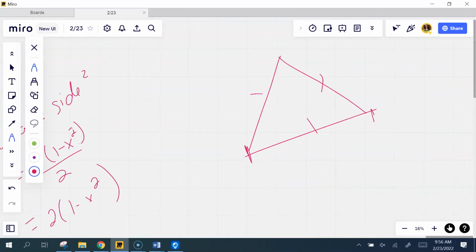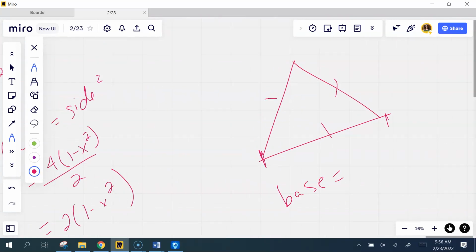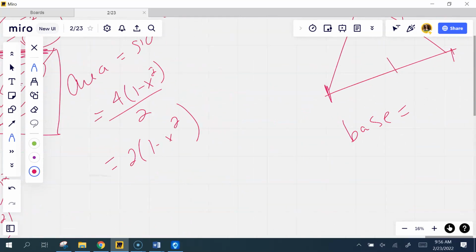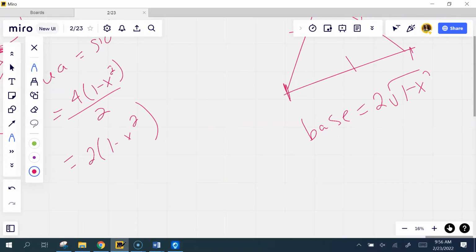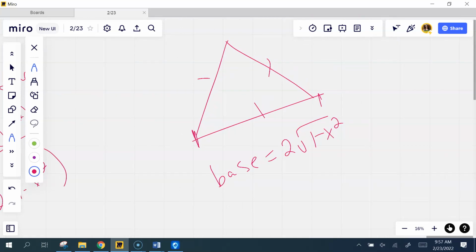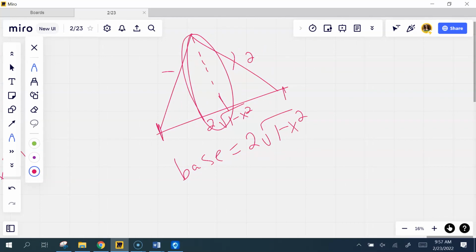The base of the triangle is what we found, that's 2 times the square root of 1 minus x squared. Now, how do you find the area of a triangle? You've got a base, but you don't have a height. This is what I need. So how do we find the height? 30-60-90 triangle. This is 60, this is 30. Oh, you want us to split it? Oh, okay.